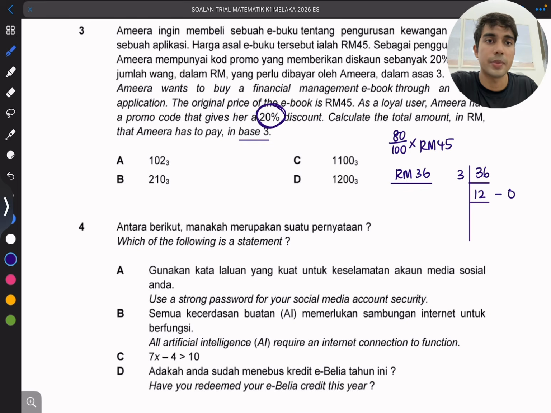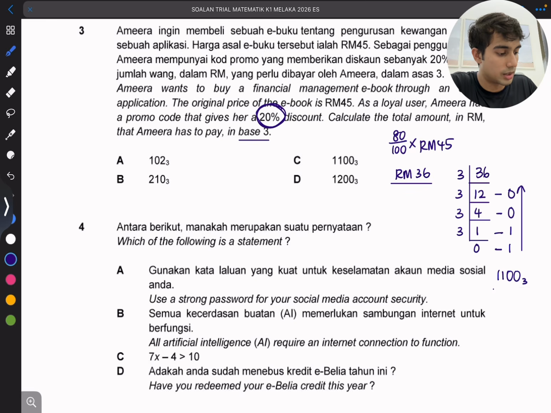No balance, 0 balance, no baki lah. Then 12 divided by 3 is 4, also no balance. Then 4 divided by 3, so 1 times 3 is 3, so we have a balance of 1. And then 1 here, so 0 times 3 is 0, balance 1. So the answer is from down to up, 1100 base 3.